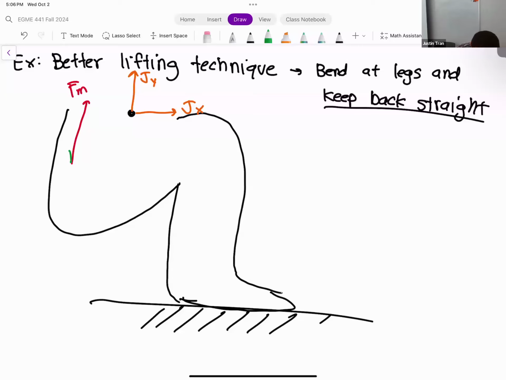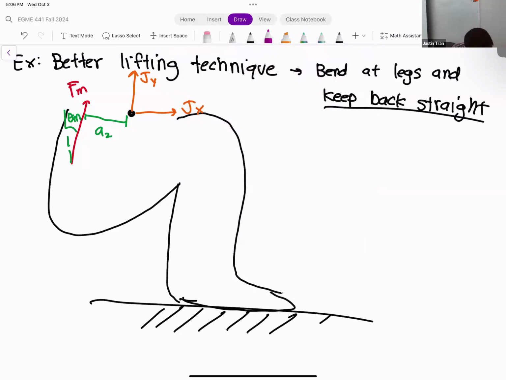Once again, the FM here is going to be angled with respect to the vertical. We'll call that theta M. And we have this distance right here. Now, because your back is straight, that puts your spinal erector muscle in a much better alignment, right? And so your muscle is able to act with a slightly larger moment arm than before. So I'm going to call this A2. A2 will be slightly larger than the distance A that we had in the previous problem.